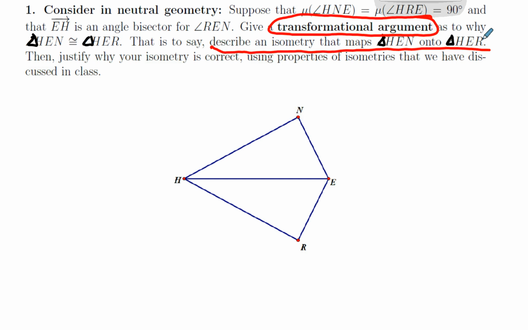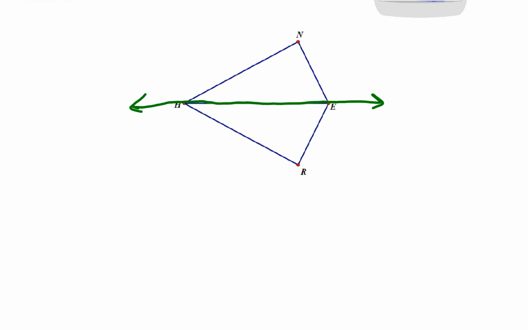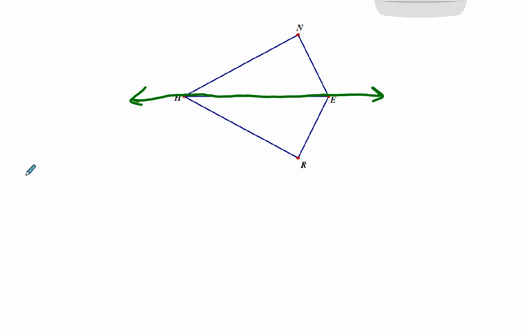And the way we do that is we map triangle HEN onto triangle HER, and we show H maps onto H, E maps onto E, N maps onto R. That's the idea. Now, what's the transformation that probably does that? Well, the transformation that probably does that is a reflection over line HE. If we were to reflect triangle HEN over line HE, it ends up on triangle HER, and we will prove that.